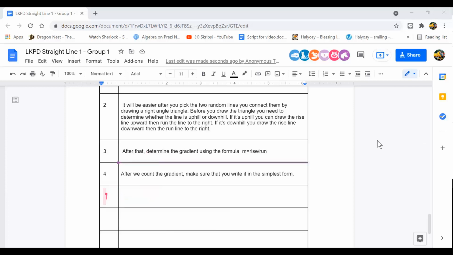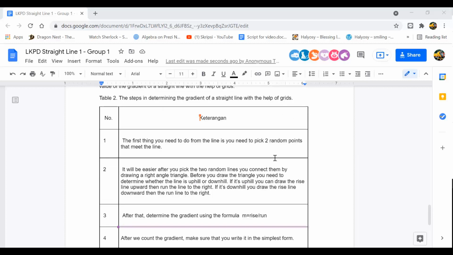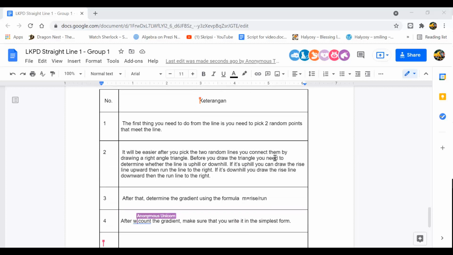Okay, guys, I can see that you have constructed the step by step, and actually, yes, that is one of the steps that you can do, and yes, that's correct.